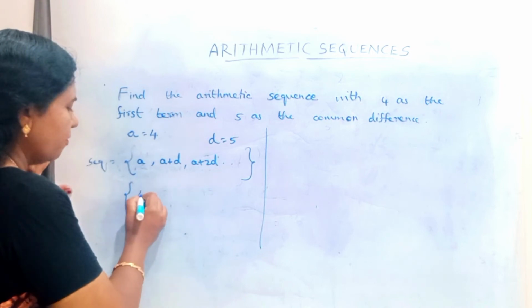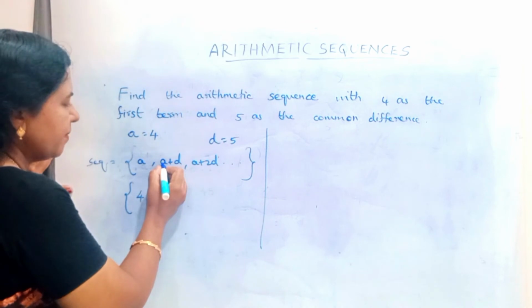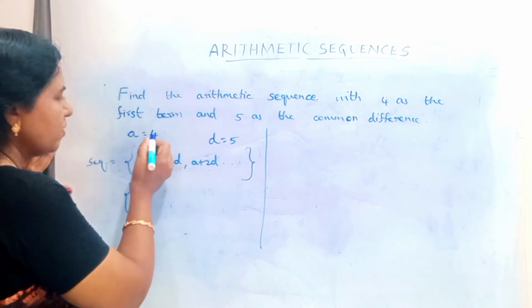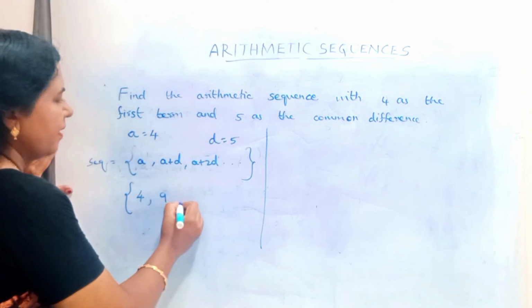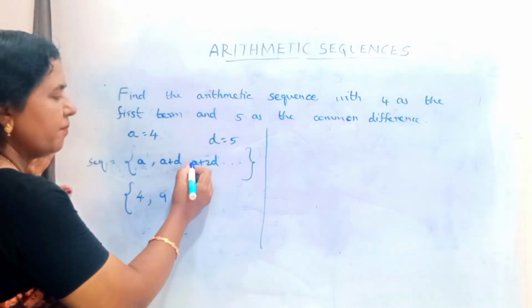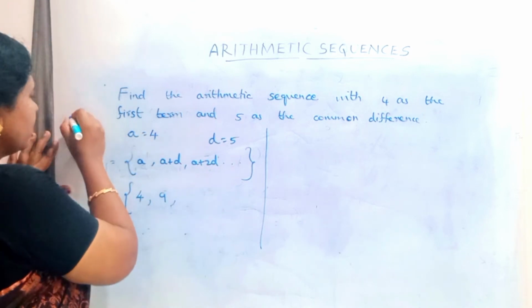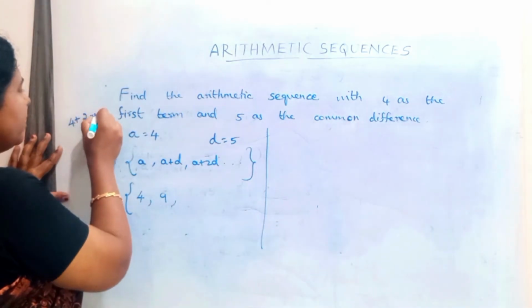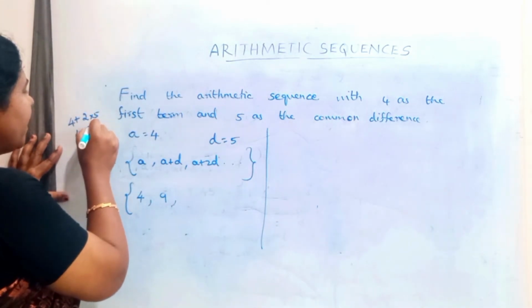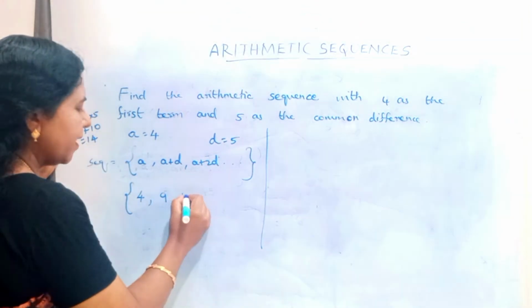So we have to write down 4 here. Now then, comma, and the second term is a plus d. So it is 4 plus 5, so it becomes 9. Then, comma, the third term becomes a plus 2d. So a is 4, so 4 plus 2 into 5, 2 into d. So 2 into 5, so it becomes 4 plus 10, so it is equal to 14. So the third term becomes 14.